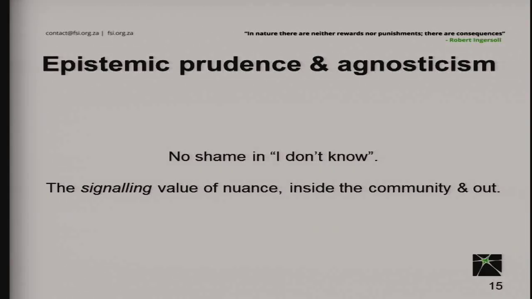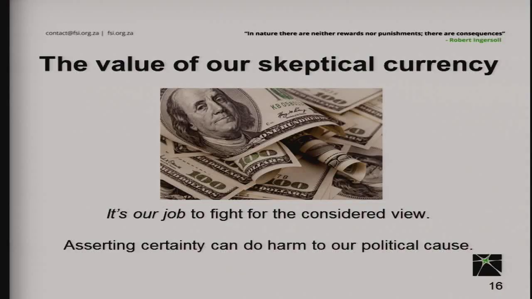There's no shame in saying I don't know. So I'm arguing that there's a strong signaling value in nuance. There's a strong signaling value, to those outside the community and those inside the community, in acknowledging the possibility that things are complicated and that certainty is often not available to us. Our skeptical currency, our value as skeptics, is invested in fighting for a considered view and showing how it's often the most accurate reflection of the data available to us. And a certain certainty can do harm to that political cause.